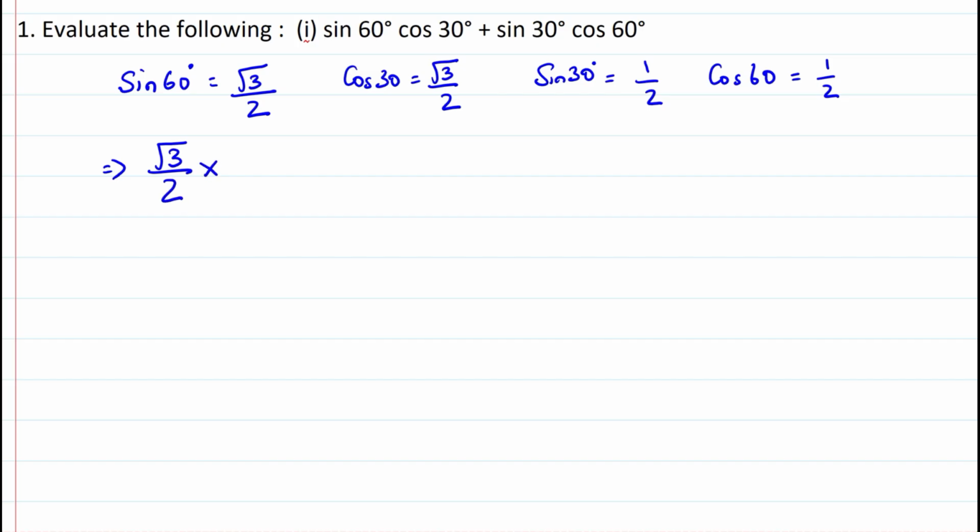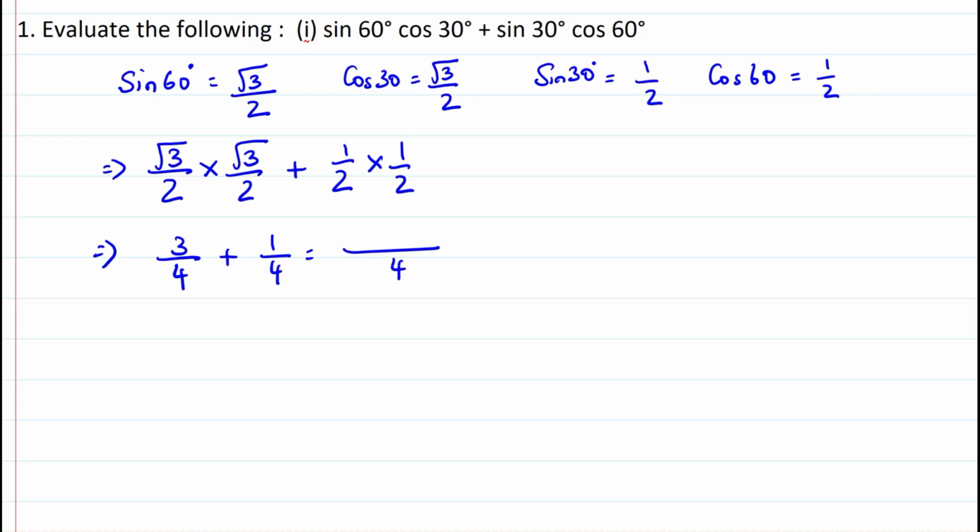into cos 30, that is also root 3 by 2, plus sin 30 is 1 by 2 and cos 60 is 1 by 2. So that implies we get 3 by 4 plus 1 by 4. So when you take LCM 4, you get 3 plus 1, that is equal to 4 by 4, and the answer is 1. Straightforward question, hope you understood. Let's go into the next problem.